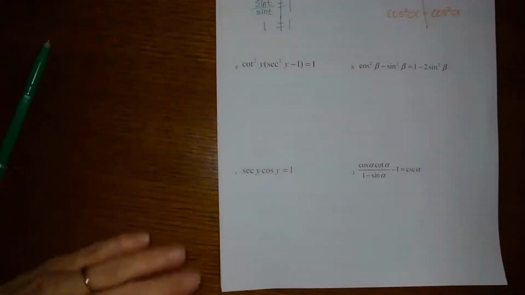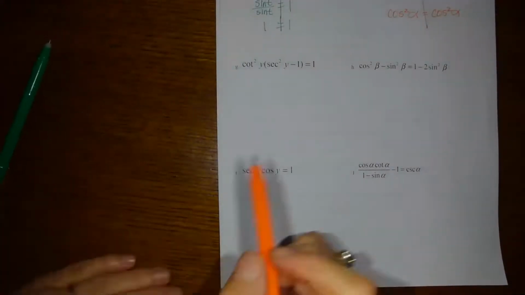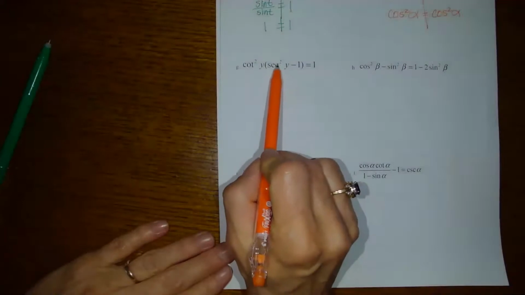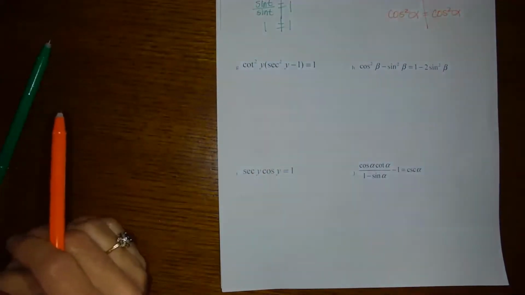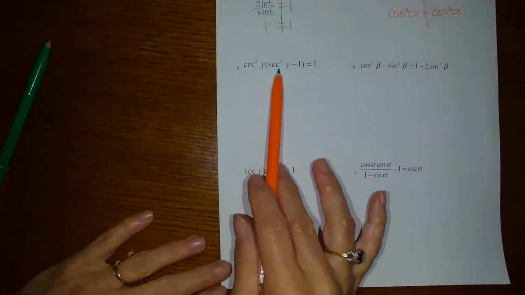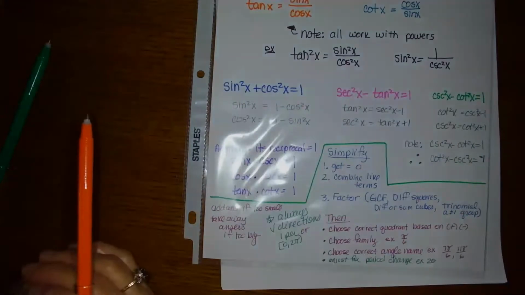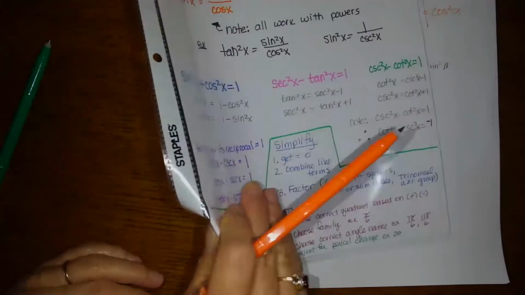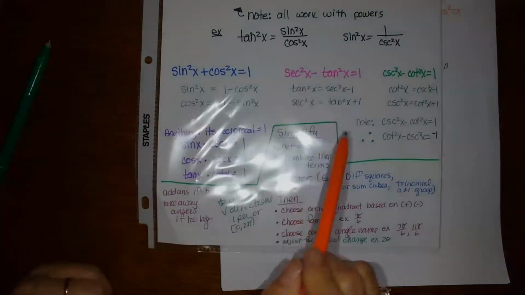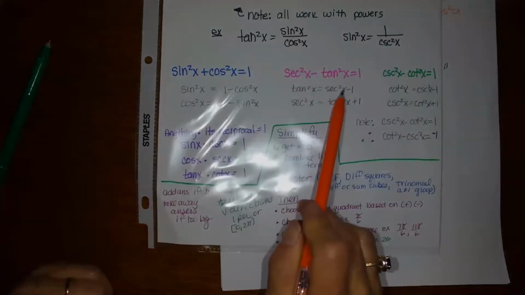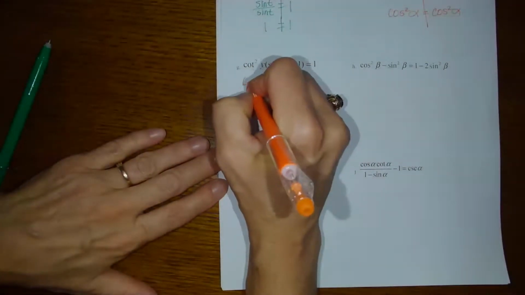All right. What do you think we should do here? Anytime you see something squared with a 1, you're going to go where? To your Pythagorean list. Is secant squared x minus 1 on that list? Oh, it's right there. So what are you going to sub in for secant squared minus x?